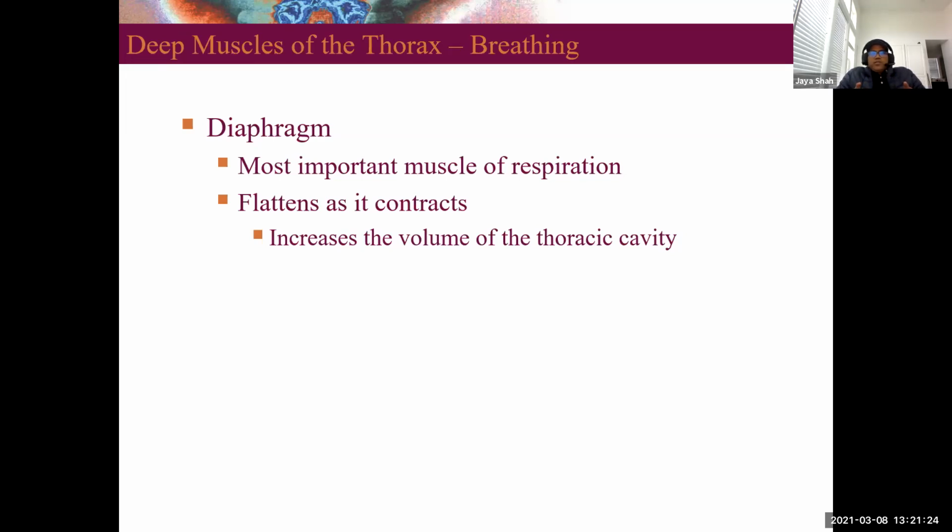When the external intercostals contract, the rib cage goes outward. So it increases the volume of the thorax, and then air comes in, and that is breathing in. When they relax, the diaphragm goes up again and the thoracic cage comes inside, and that is exhalation. That's how two muscles are important in breathing during rest: the diaphragm and the external intercostals.